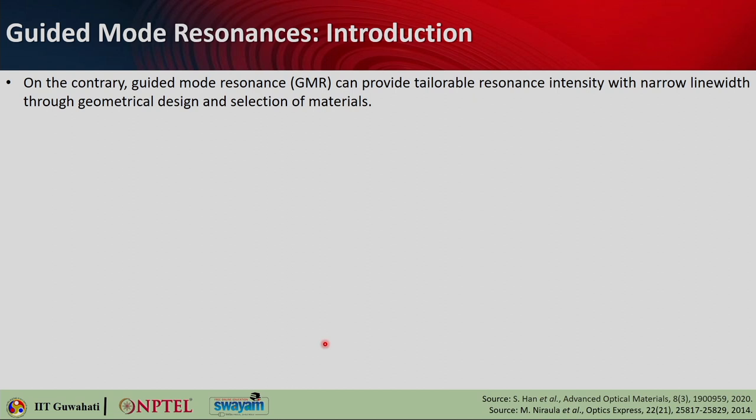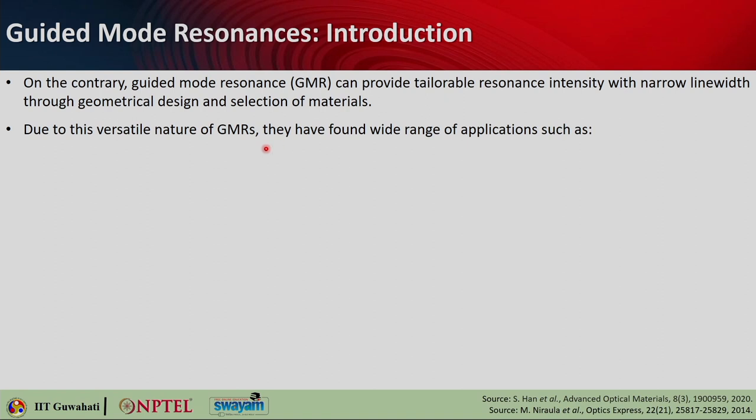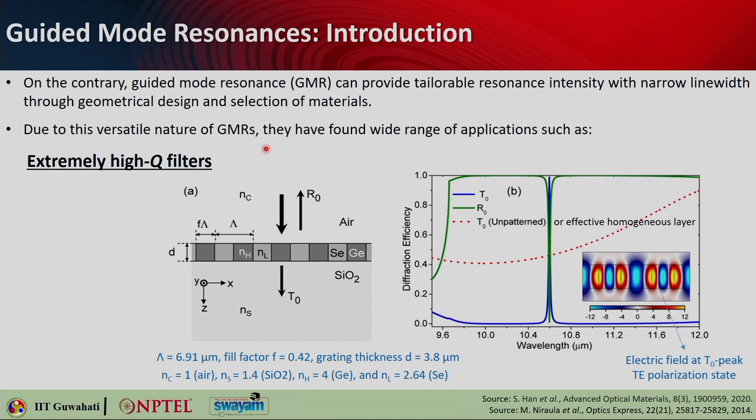Now, this is where guided mode resonance becomes very important. It can provide a tailorable resonance intensity with narrow line width through geometrical design and selection of materials. So, filters designed based on guided mode resonance can give you very high quality factor. Due to this versatile nature of GMRs, they are found in a wide range of applications. One application we can see here is the high Q filter. This is how a GMR typically looks.